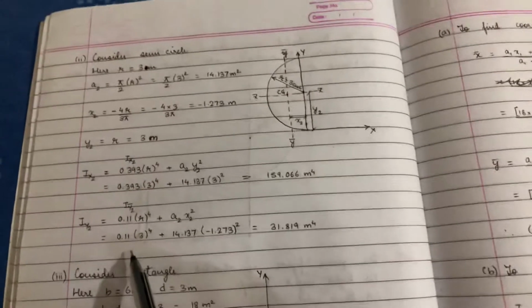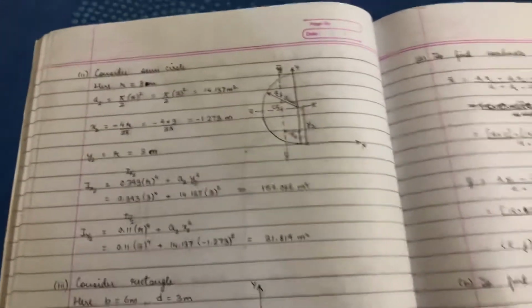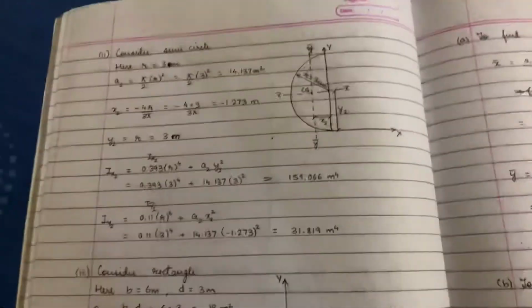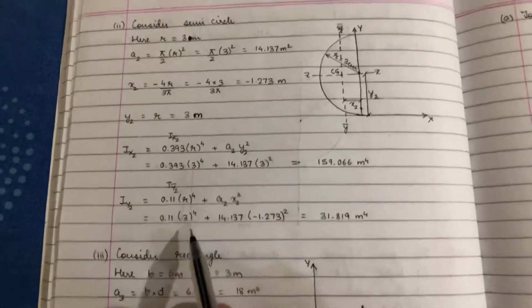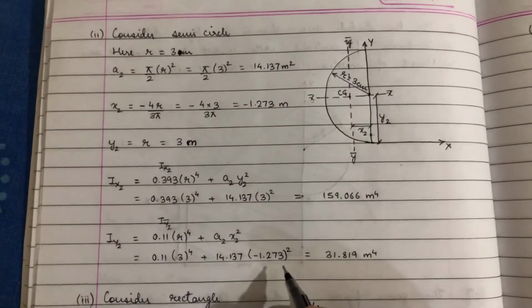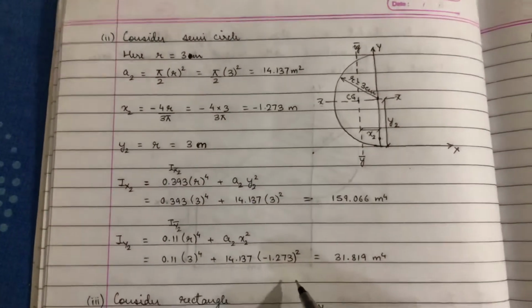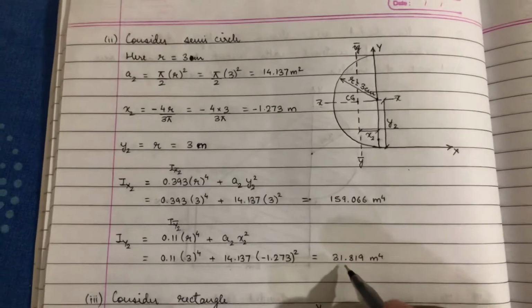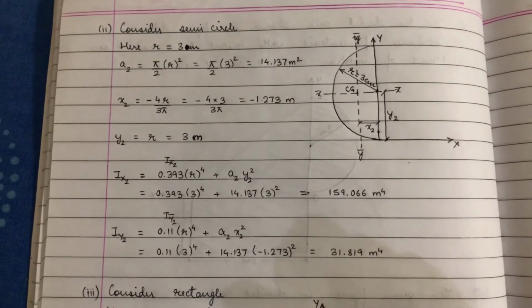And Iy2 will be equal to 0.11 r to the power 4 plus A2 x2 square. So this will be equal to 0.11 into 3 to the power 4 plus 14.137 into minus 1.273 square, because this comes out to minus. It doesn't matter because it is square, so it will become plus only. So the final answer comes to 31.819 meter to the power 4.